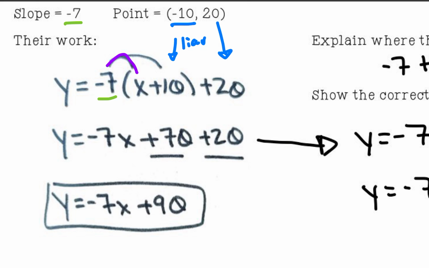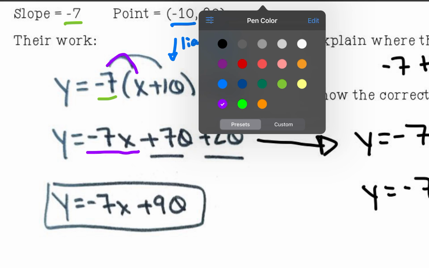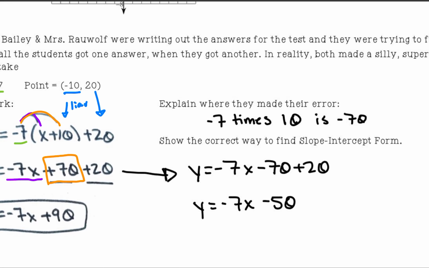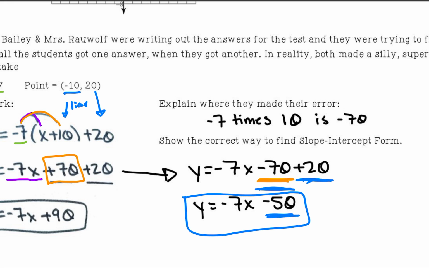So -7 times x is a -7x. That's good. -7 times 10 is not a positive 70. That's where they messed up. -7 times 10 is -70. So that's where we messed up. From there, -70 plus 20 gives us a -50. So the slope-intercept form is y is equal to -7x minus 50.